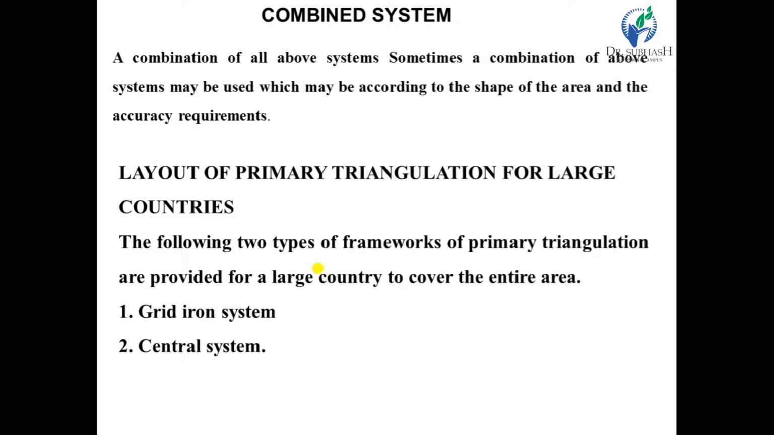Now, next one is the combined system. A combination of all the above systems is sometimes used, which may be according to the shape of the area and the accuracy requirement.